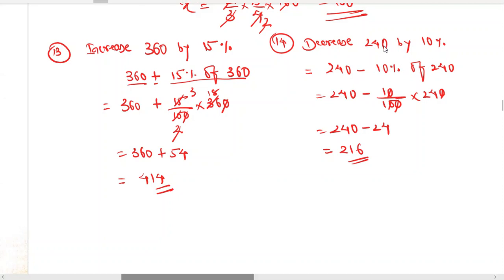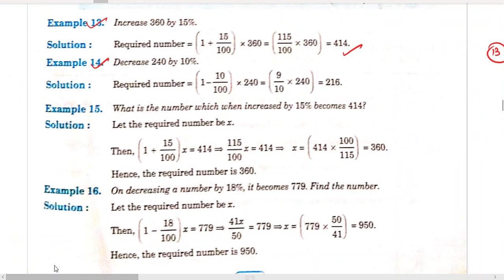Here we have to write the same thing. What percentage of the whole number we have to subtract or add in the original number, that will basically decide whether you are increasing or decreasing the number. If you are decreasing, then you are doing subtraction. If you are increasing, then you are doing addition. 216, correct.